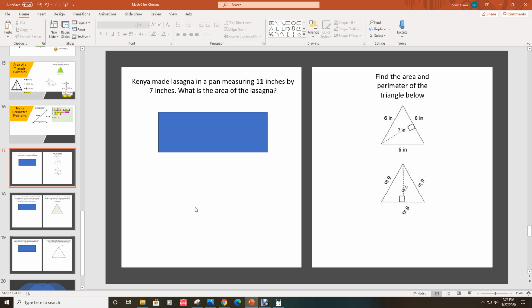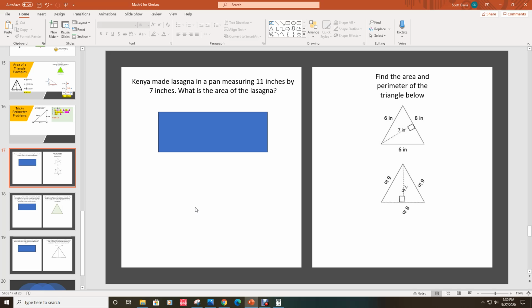So when you're doing a word problem, Chelsea, anytime you're doing a word problem, especially in math, one of the best things to do, when possible, is to draw a picture. Okay. So it says that Kenya made lasagna in a pan measuring 11 inches by 7 inches. What is the area of the lasagna?